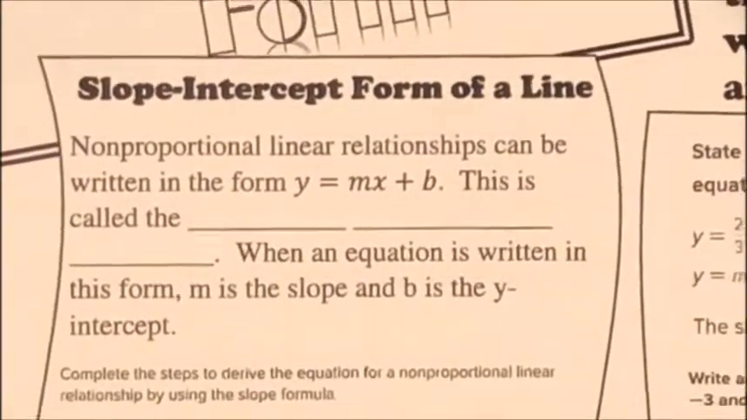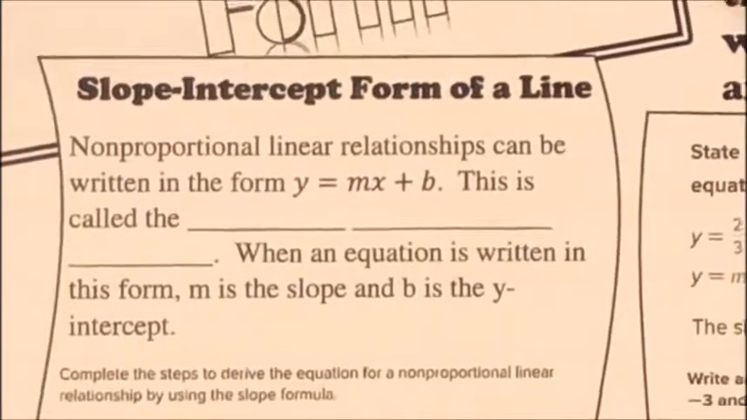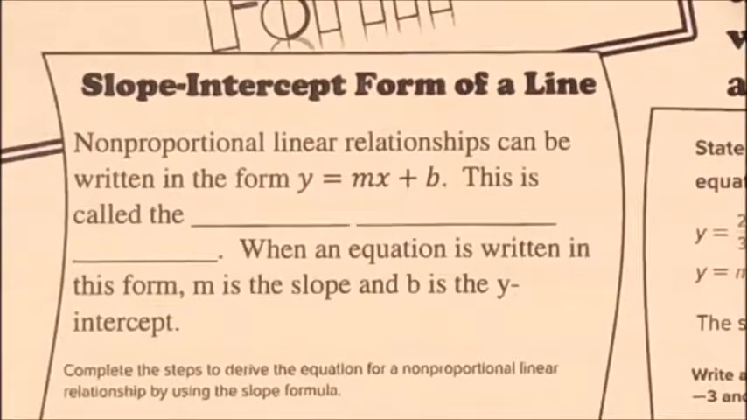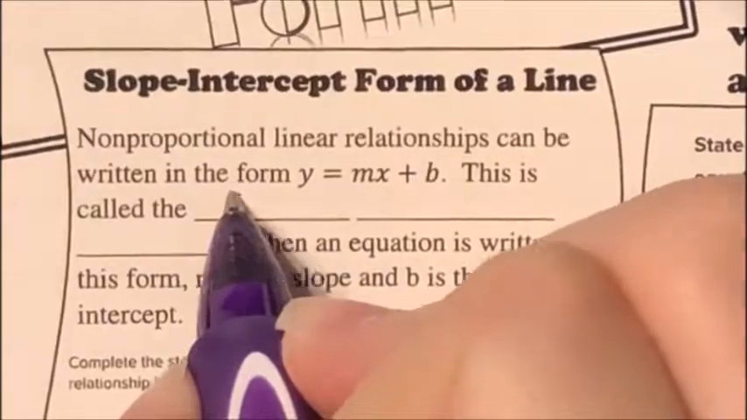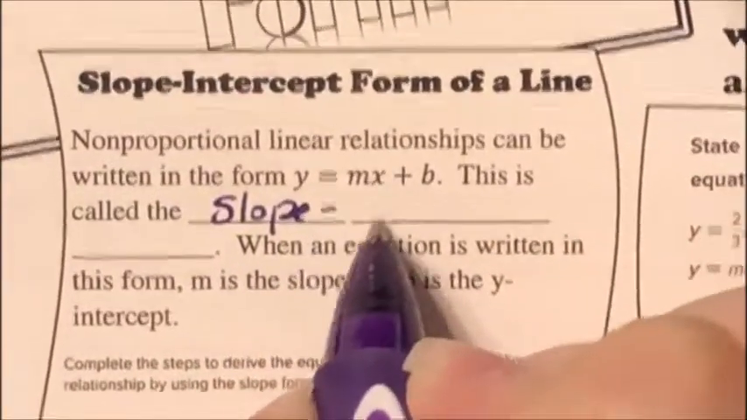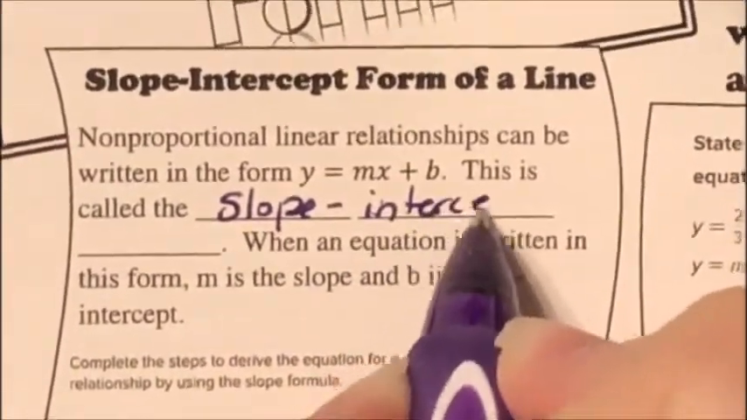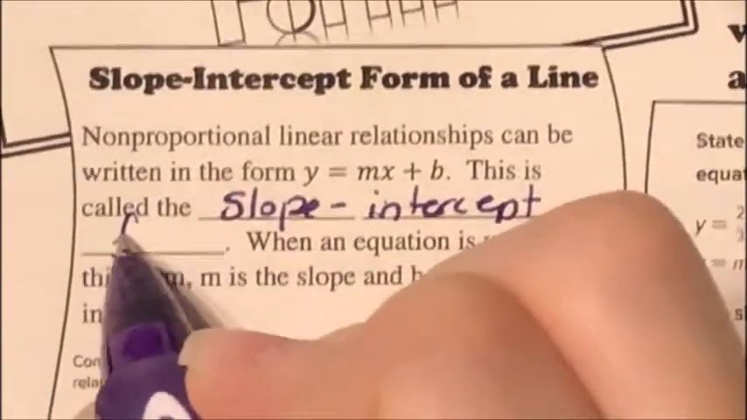Slope-intercept form of a line. Okay, non-proportional linear relationships can be written in the form y equals mx plus b. This is called the blank form. This is the slope-intercept form.